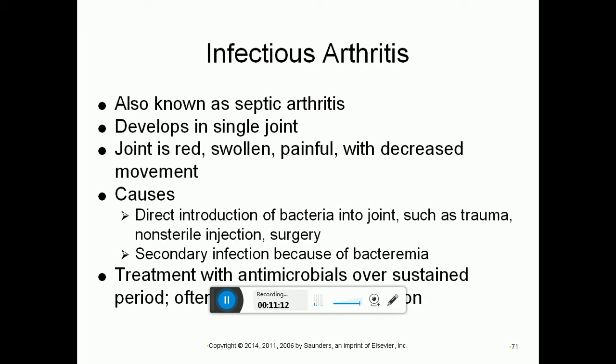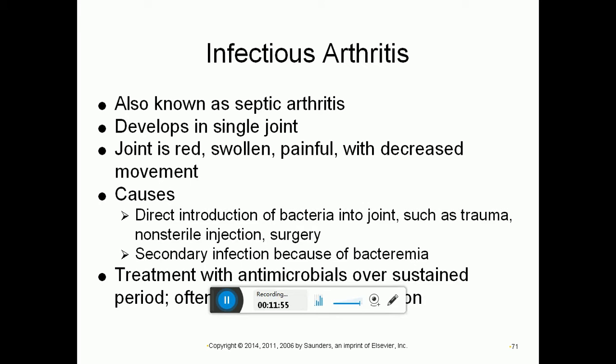Infectious arthritis, which is also known as septic arthritis, develops in one single joint where there is an infection. It's usually caused by a bacteria. The joint is severely red, severely swollen, very painful, with decreased range of motion. Again, you have to be really unlucky to have this happen to more than one joint. It's usually caused by a trauma, and then a germ was introduced directly into the joint, or this person had bacteremia, so they had bacteria in the blood, and then it inoculated itself into one joint.